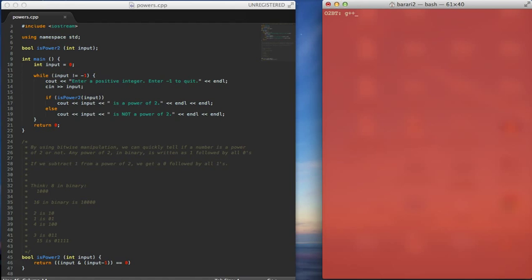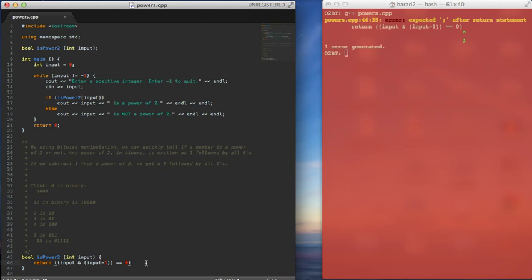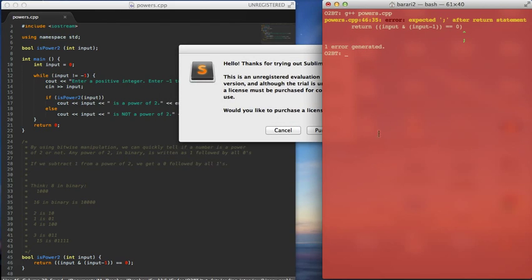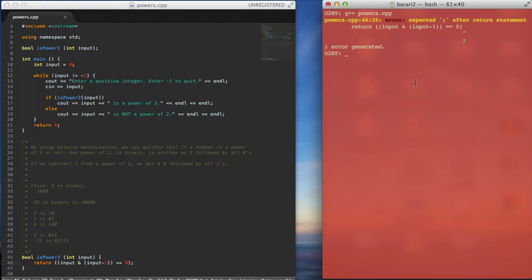Alright, let's go to g++, and we'll see if this compiles. Oops, just missing a semicolon. Classic amateur mistake here. Awesome. Alright, so we'll fire that up.